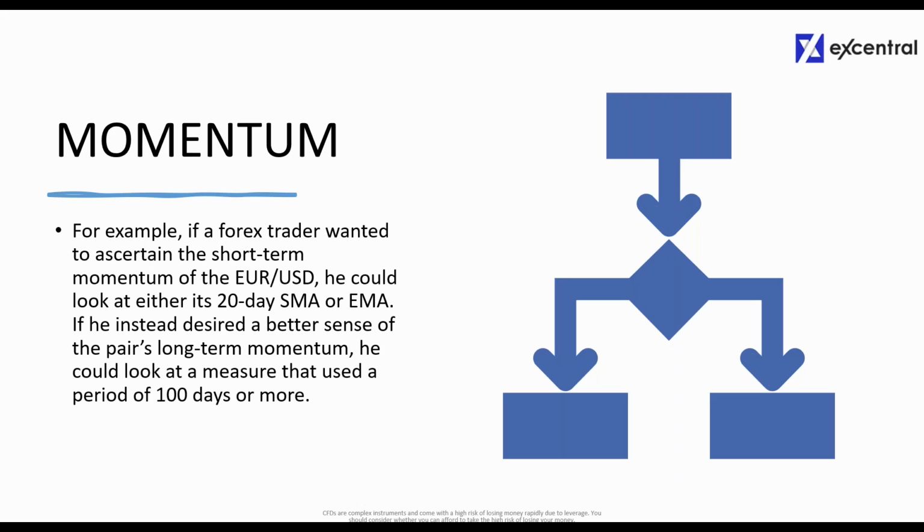So for example, if a Forex trader wanted to ascertain the short-term momentum of the euro US dollar, he could look at either a 20 period SMA or EMA. If he instead desired a better sense of the pair's long-term momentum, he could look to measure it back over 100. For us, more than 90 is a big waste of our time, whether you're using a 1 hour chart or a 30-minute chart. And like I said, I use a 30, 60, 90, and I'll show you the fanning method ultimately, but the fanning of three different length moving averages can help you understand exactly what a trend is trying to tell you.